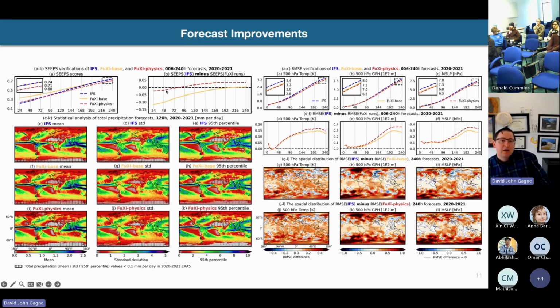and that results in improvements in our scores for SEEPs, which is a way to verify global precipitation, and especially at longer lead times, we're seeing our model outperform the IFS in terms of its precipitation scores. We also see improvements in other fields like 500 millibar temperature, geopotential height, and mean sea level pressure, especially at longer lead times. It seems like 96 hours is sort of the magic point where the baseline model starts to diverge and have higher errors and less improvement.